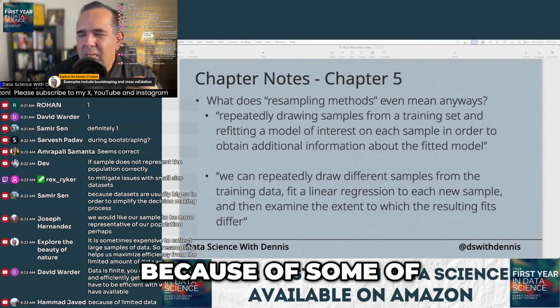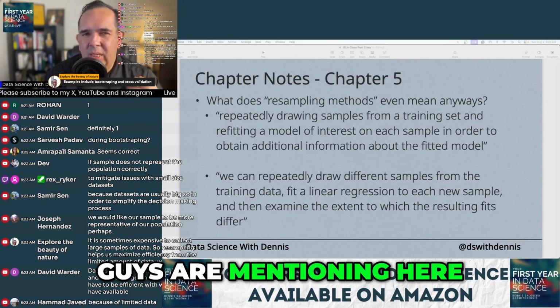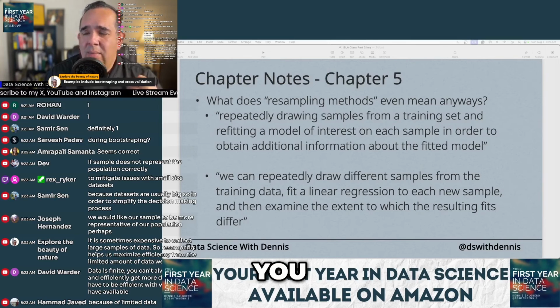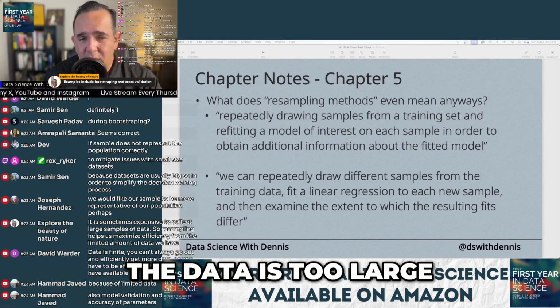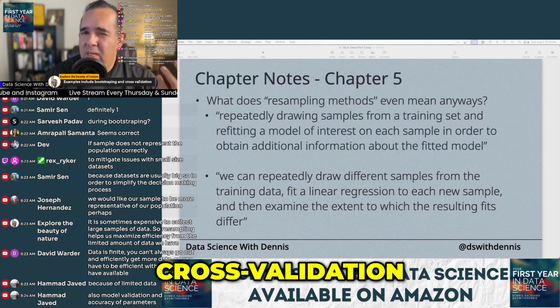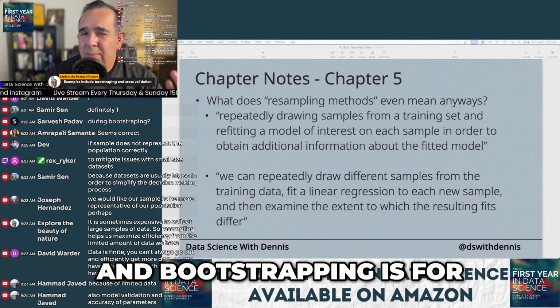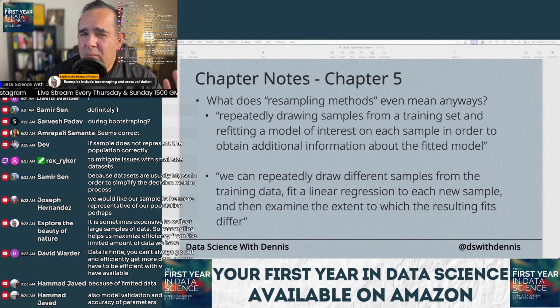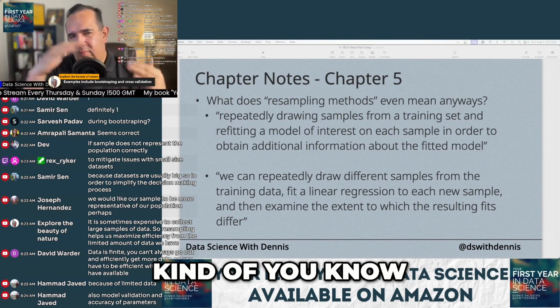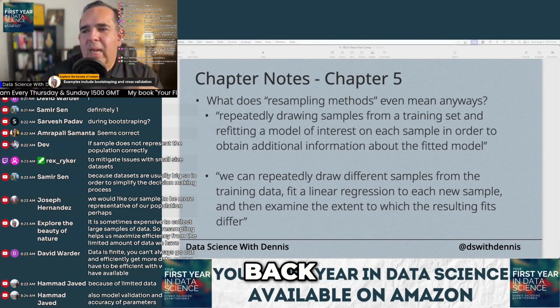Cross-validation isn't because of some of the items that you guys are mentioning here. It's not because of limited data or because the data is too large, so we want to maximize the efficiency. That's not really what cross-validation and bootstrapping is for. So let's hammer that conversation back into it.